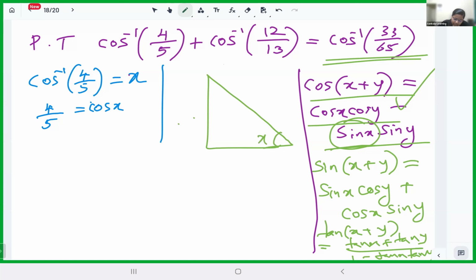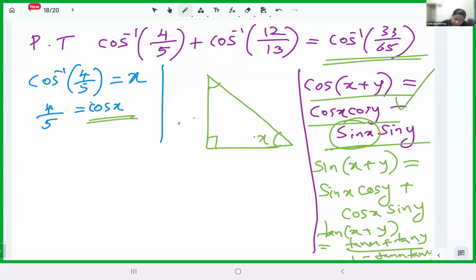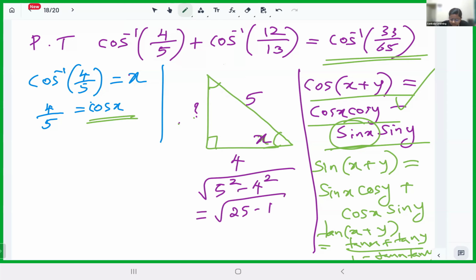Let this angle be x. Cos means adjacent side by hypotenuse. So the adjacent side of angle x is 4 and the hypotenuse is 5. We got it from the given data. What about this side? How will you find it? We use the Pythagoras theorem: root of 5 square minus 4 square, that is root of 25 minus 16, which is root 9, so that is equal to 3.